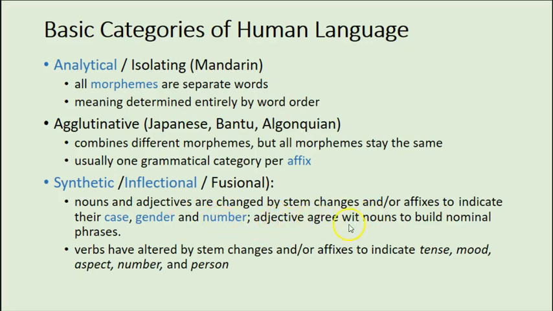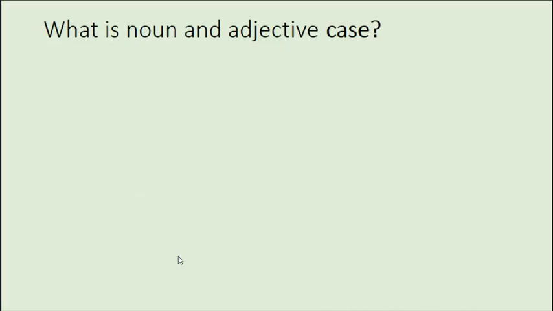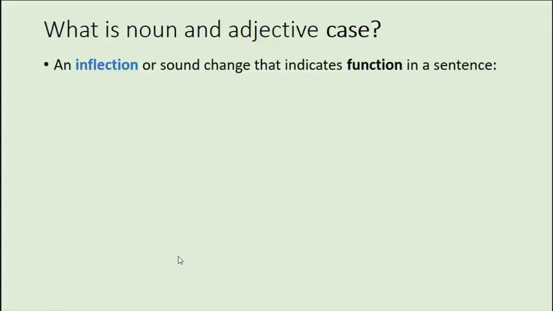Adjectives in more inflected languages agree with nouns, sorry about the typo, to build nominal phrases. And verbs are altered by stem changes and/or affixes to indicate tense, mood, aspect, number, and person. I'm going to explain all this. First of all, what is a noun and adjective case? An inflection or a sound change that indicates function in a sentence.